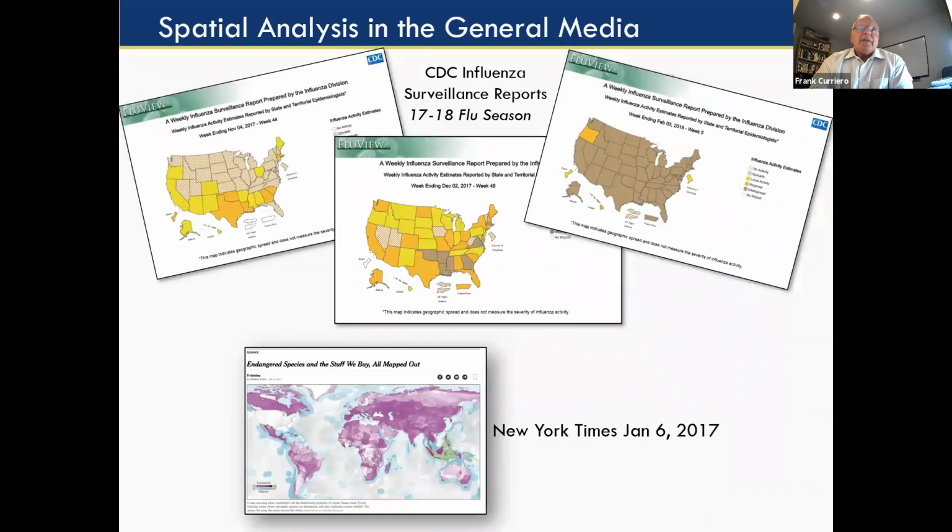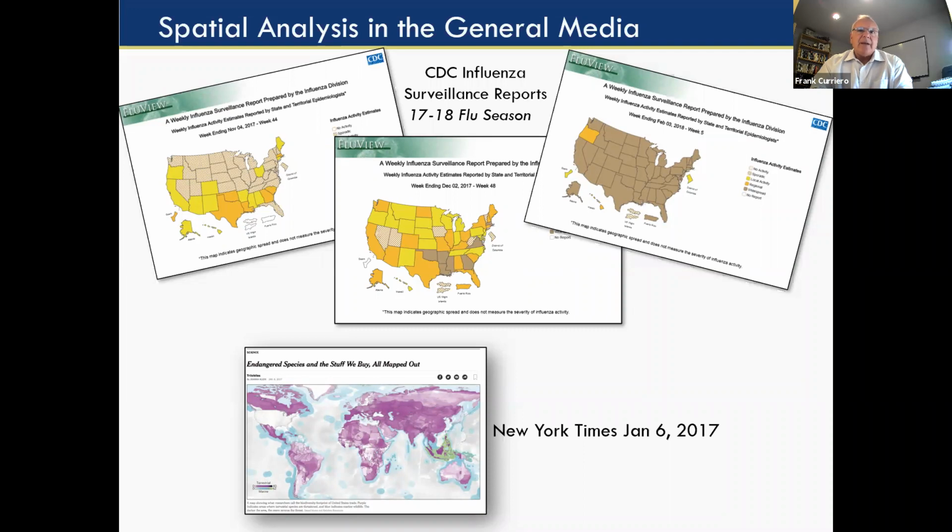So you see a lot of spatial analysis in the general media, and I'll talk about the most famous one that we all know now. But let's just start with the CDC, which puts out their influenza, the flu surveillance reports. They're out now, and they're out all throughout the flu season. This is just mapping areas where flu is more prevalent. And you can map these, I think, on a daily basis or a weekly basis. And you can see the evolution of flu during the flu season.